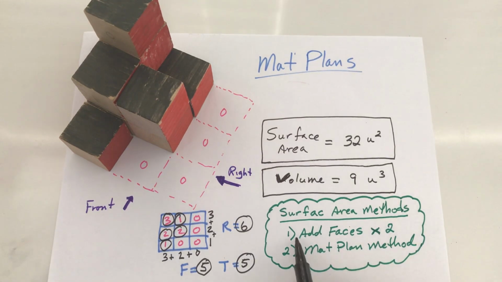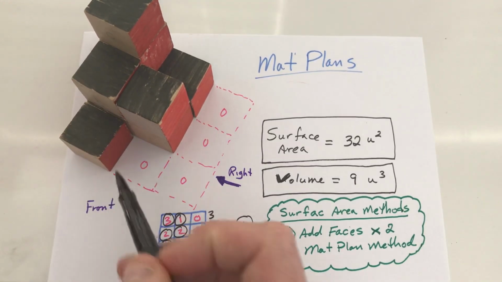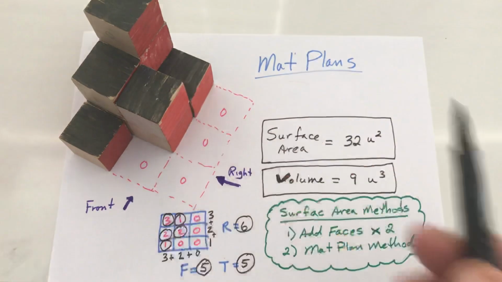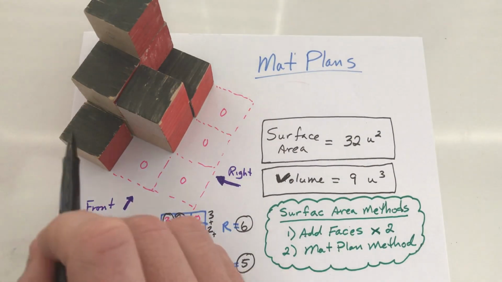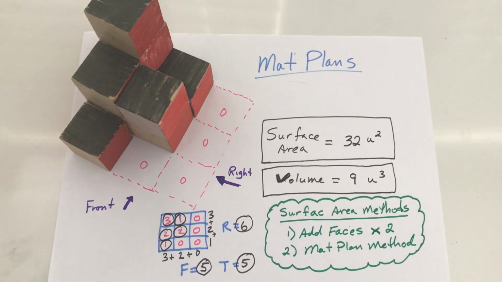But you can also use this other idea of just looking at the figure. Sometimes this will work, where it's pretty easy to see the faces. You can count up all the white faces that you see in the picture here, count up all the red faces that you see in the picture here. You can pause the video and just make sure that works. And then add up all the black faces that you see there, and then double it, you'll also get 32. But that's how you do it with mat plans, and good luck, and hopefully this video helps.